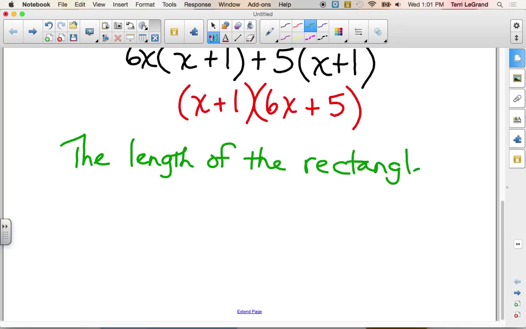is 6x plus 5, and our putting in parentheses is, of course, we're going to give it a label. Label: centimeters.